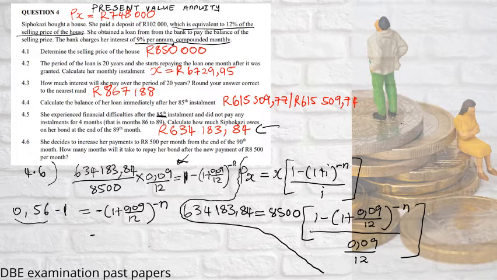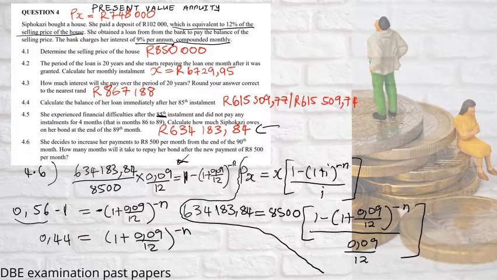Then it will be 0.56 minus 1, it's minus 0.44. We divide both sides by negative because there's this negative, then it will be 0.44 is equal to 1 plus 0.09 over 12 exponent minus n. So n is at the exponent.